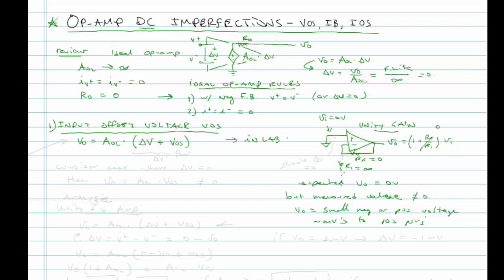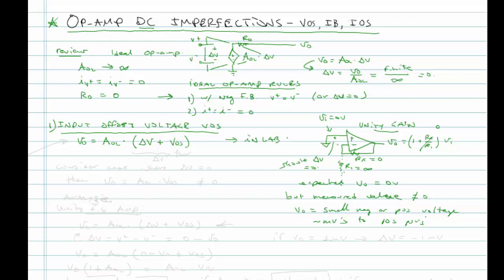Okay, so what's going on? If we actually have a model, if our op amp really follows this, V out is equal to AOL times delta V. Well, delta V here is going to be equal to 0, or so it should be.